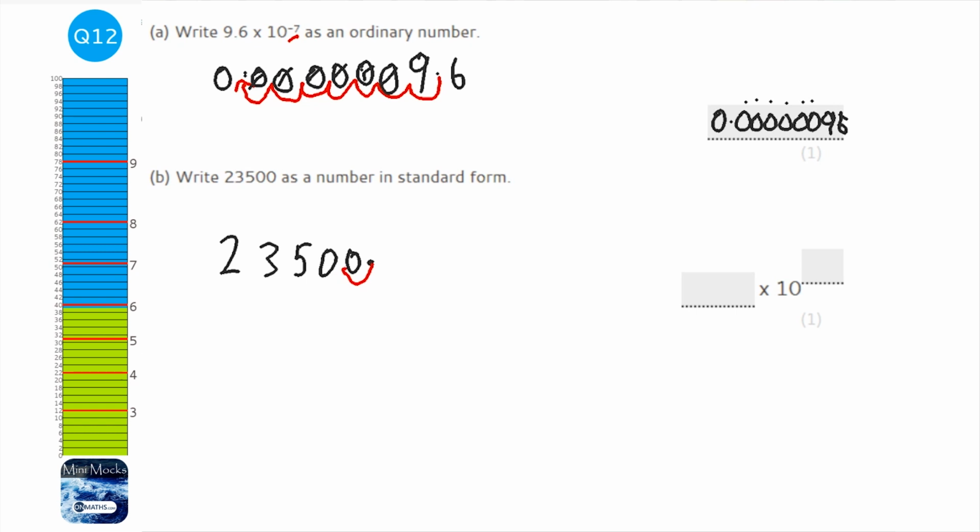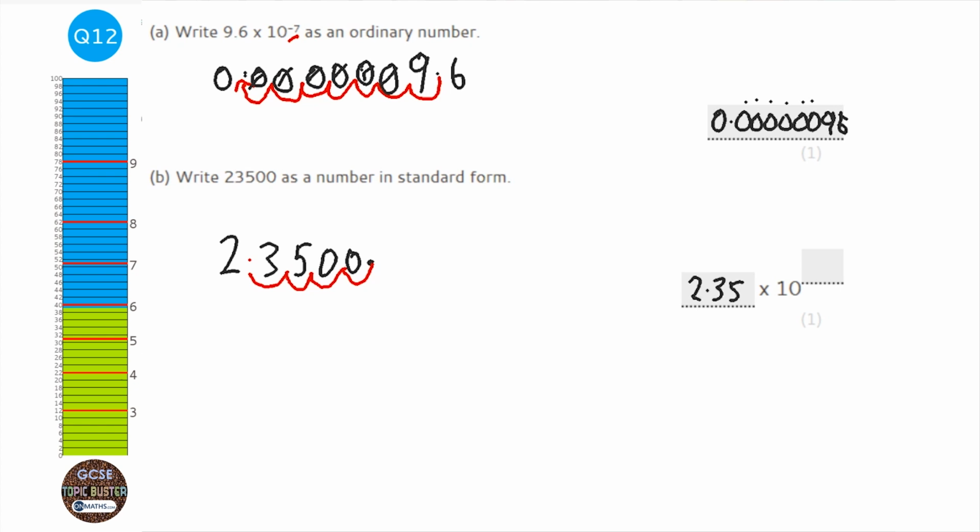That's not quite right. That's going to be 2,350. That's way above 10. 2, that's 235. Still above 10. 3, that's 23.5. We're close, but we're still above 10. And 4. If we put it in there, then we get 2.35, which is between 1 and 10. And we jumped it 4 times.